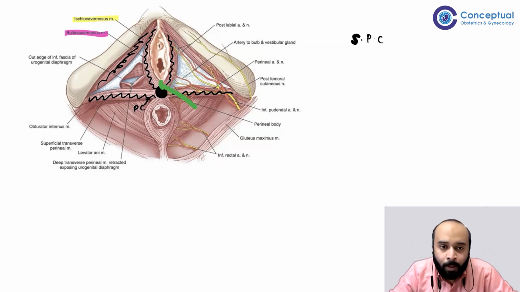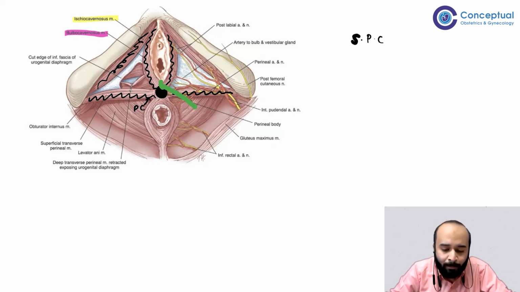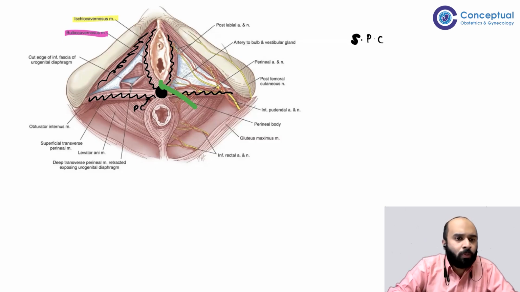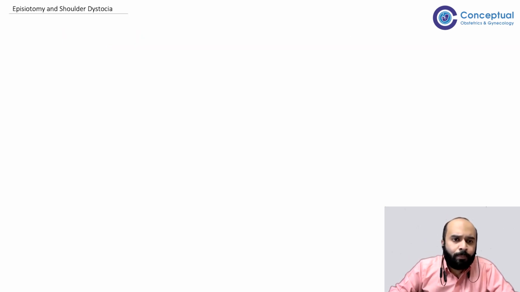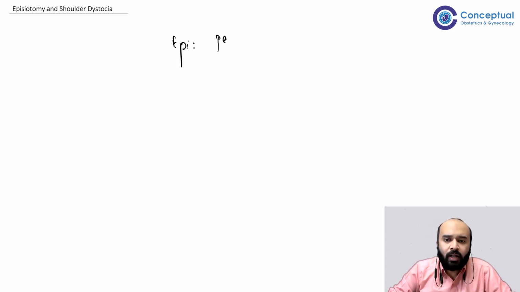The second being your bulbocavernosus, and the third being your pubococcygeus, which are resected during your episiotomy. Usually the pubococcygeus is not going to be resected if you follow the proper rules and guidelines of taking an episiotomy. But before coming there, what is an episiotomy? An episiotomy is nothing but an iatrogenic or surgeon-induced perineal tear or a perineal incision.